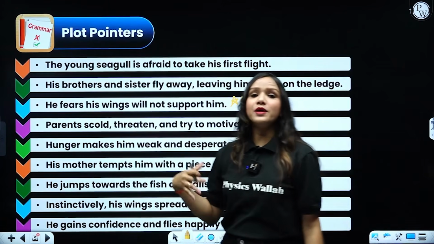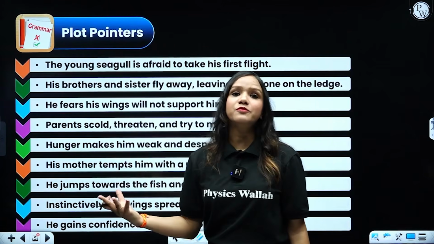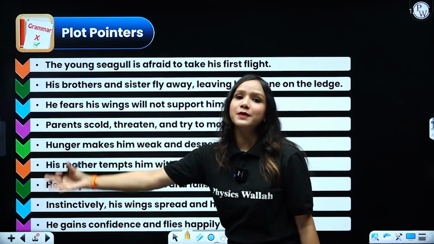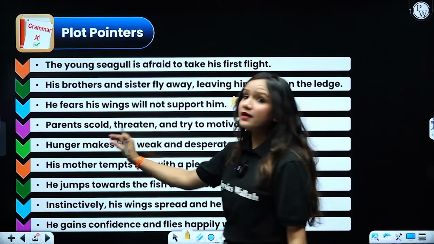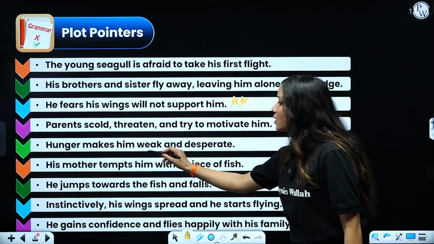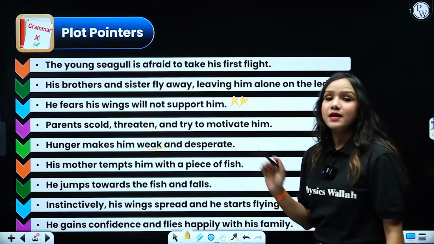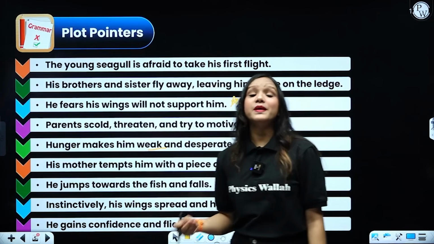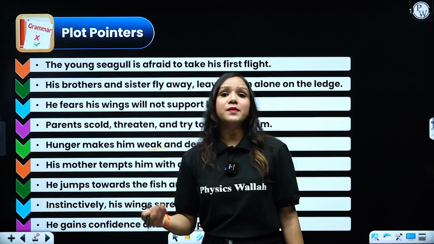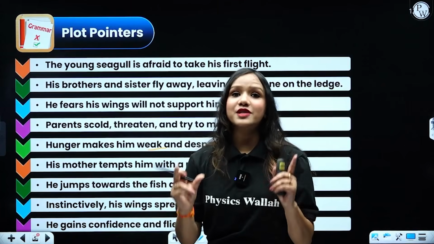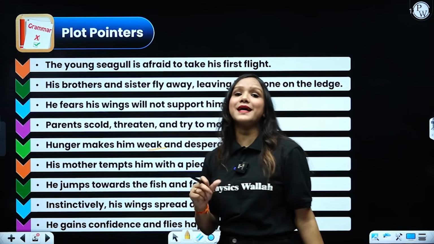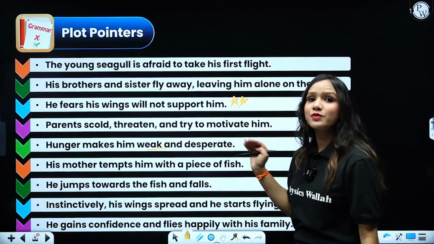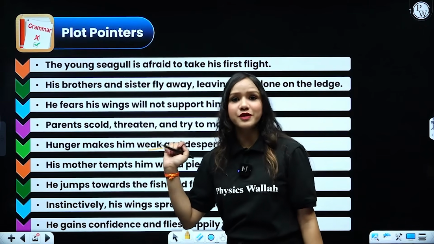So parents keep on upbraiding him, parents keep scolding him for this act of cowardice. Still, he is not able to take his flight, right? Hunger makes him weak and desperate as well. He was so mad with hunger, which makes him weak and desperate, leading him to take a very desperate attempt in order to catch the prey that lay at his mother's feet, right? His mother tempted him in order to catch that piece of fish, right?